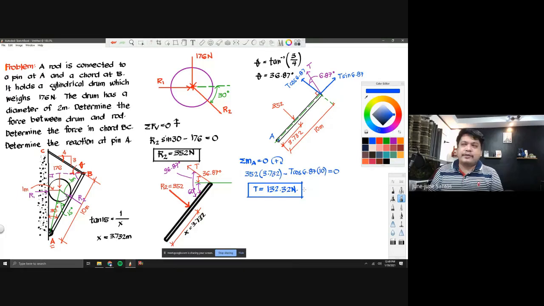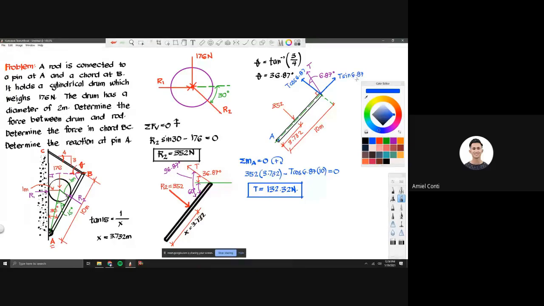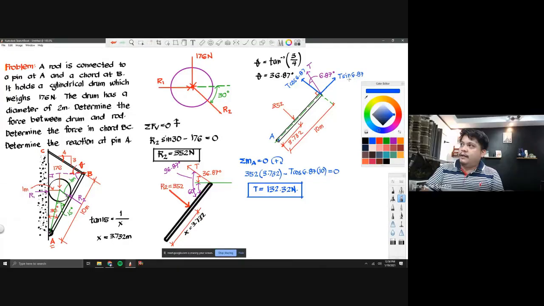Sir, hindi po ba 36.87? Ang alin po? Yung ito? Sige, pwede ka magsalita. Ito ba, yung kulay mo? Opo, yung angle po. Okay.